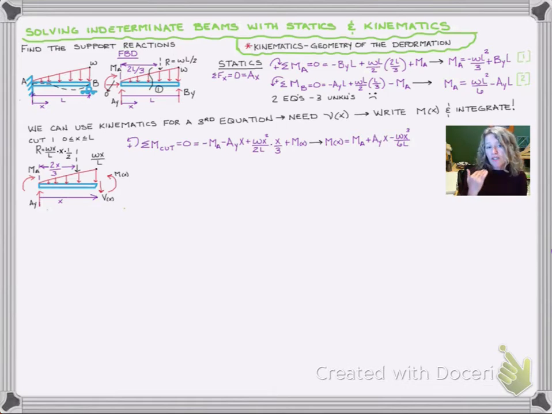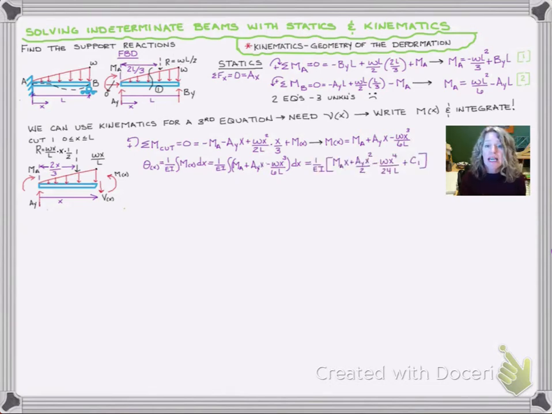And we know our slope is nothing more than the integral of the M of X equation. And it's super important, right? We have both MA and M of X in that summation-to-zero equation. Plug it into our theta of X, so our integral, and when we integrate that, we obviously end up with a constant of integration that comes back out.